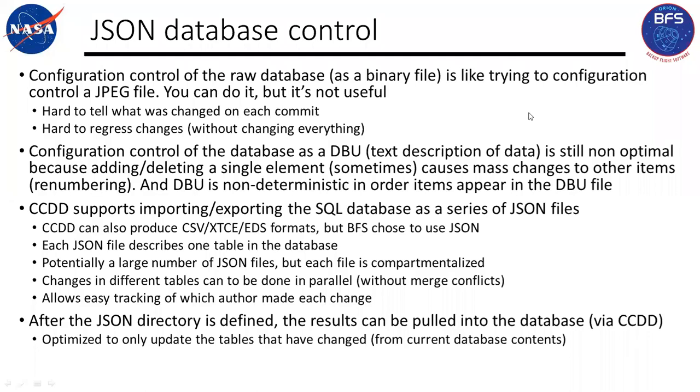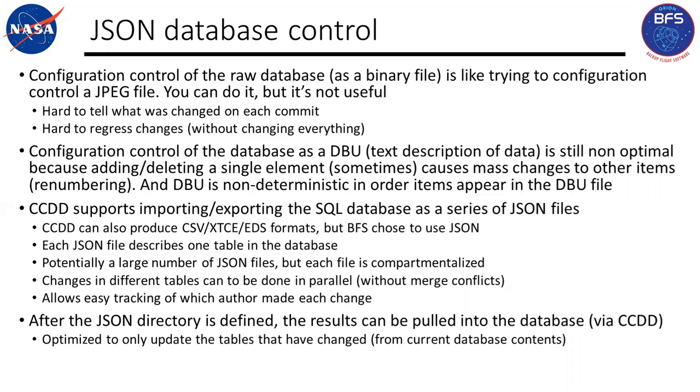Trying to determine what form of configuration control to use for our database was a big issue we spent some time looking at. Initially we looked at doing the entire binary file as a single file, but it'd be sort of like configuration controlling a JPEG file. You can do it, but it's not really as useful as you might think. It's hard to tell changes or regress them. We also looked at doing a single DBU database text update file, but there were still issues with non-determinism and huge changes caused by renumbering. If you added or subtracted an item from a table, the indices of all the later items would change, so you'd get mass changes when you really hadn't done much of a change at all.